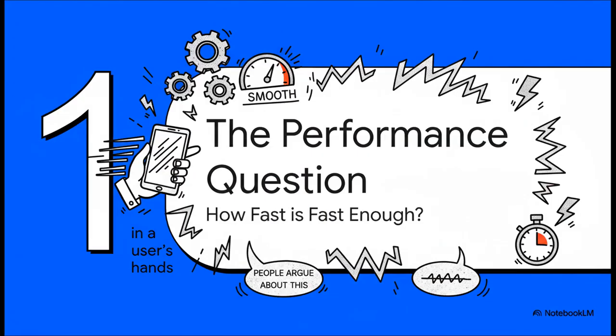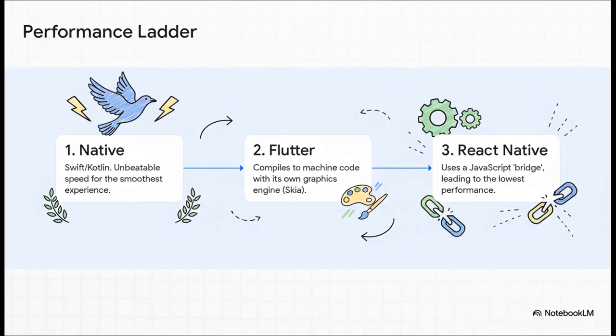All right, first up, let's tackle the big one, the topic that starts all the flame wars online, performance. We're talking about how fast, how fluid, how snappy your app feels in a user's hands. Let's just dive right in. So if you think about pure, raw speed, there's a really clear hierarchy here. It's like a performance ladder.